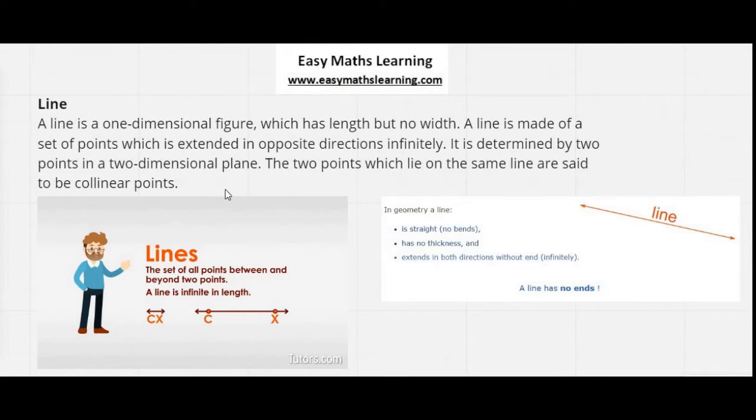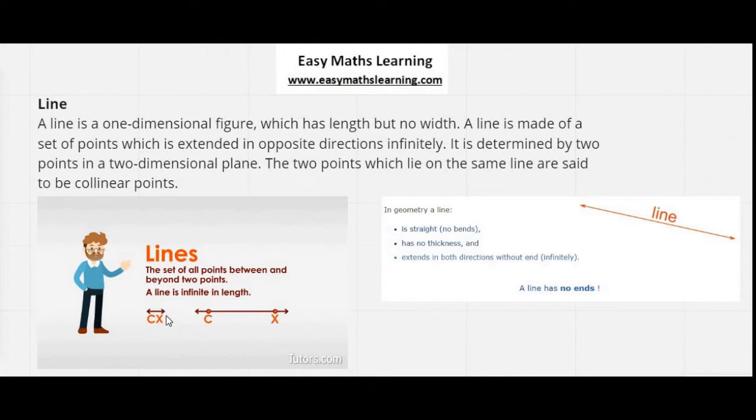A two-dimensional plane means a plane which has only length and breadth, and a one-dimensional figure means one which has only length, because a line does not have any width. The 2 points which lie on the same line are said to be collinear points. Another definition of a line is the set of all points between and beyond 2 points. A line is infinite in length. Here a line is drawn, and 2 points are given, C and X. It extends infinitely on both sides.